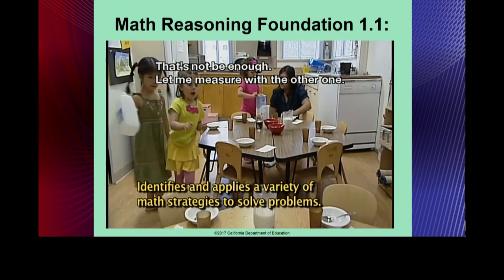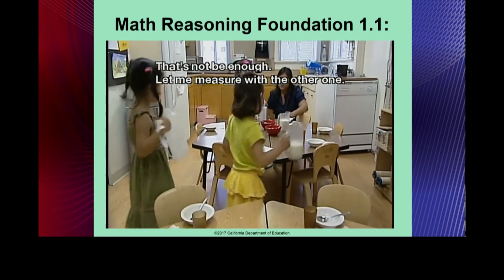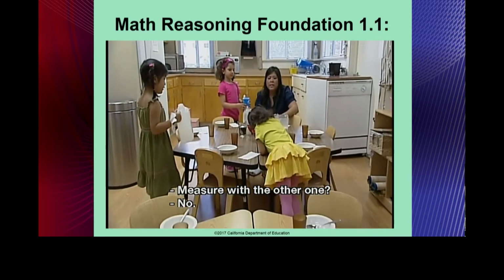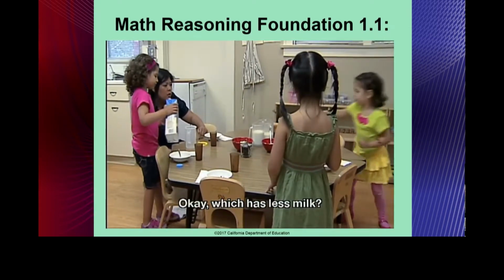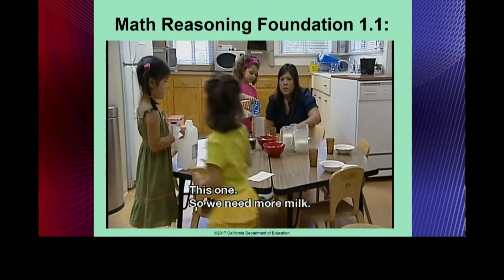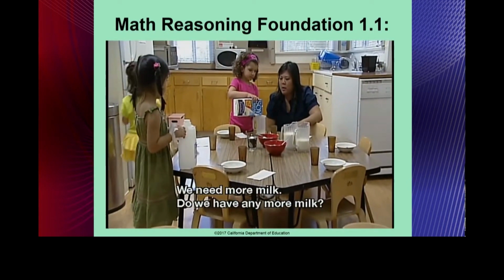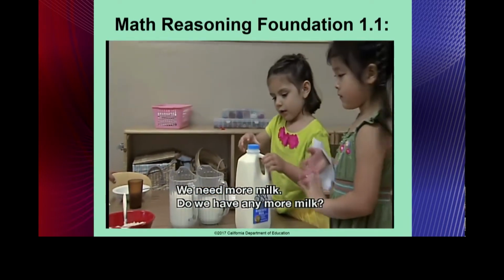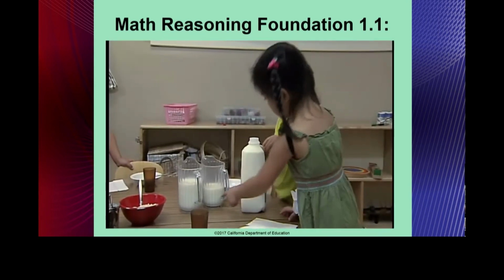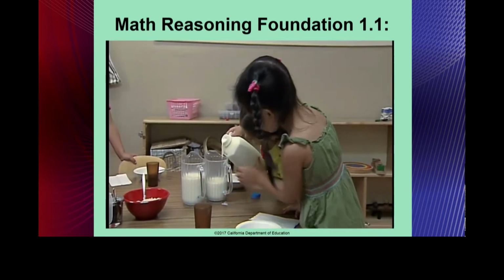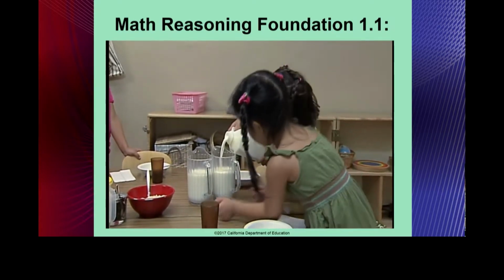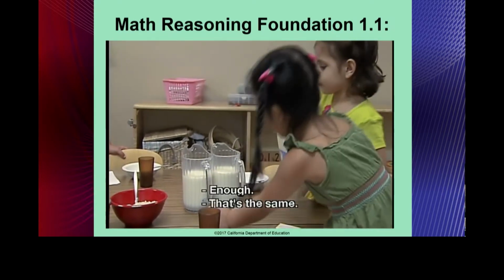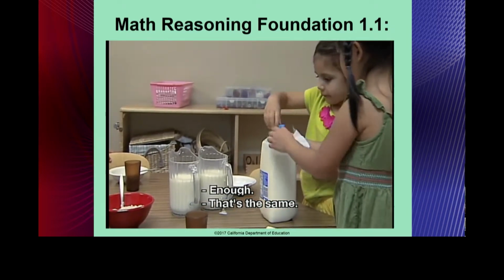Let's measure with the other one. Measure the other one. No, which has more milk? That one. Okay. Which has less milk? This one. So you need more milk. We need more milk. Do we have any more milk? I like your teamwork, friends. Oh, no, that's the same. Okay.